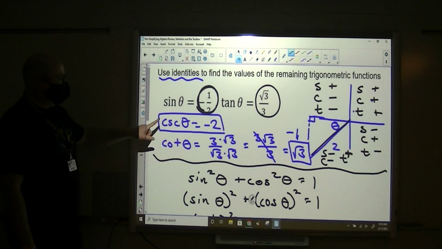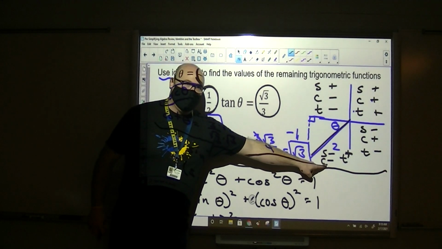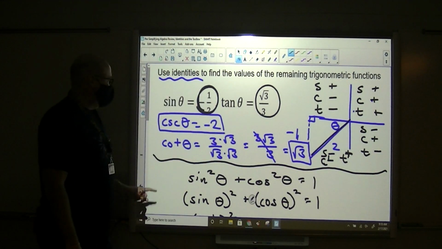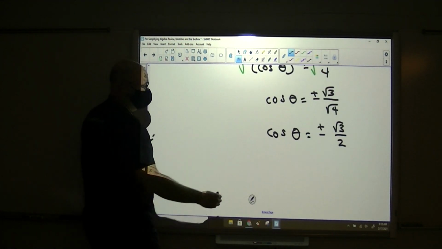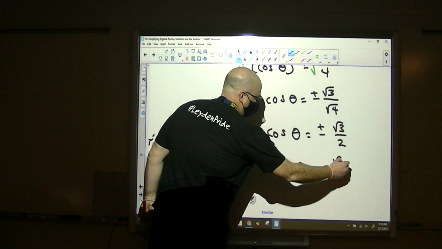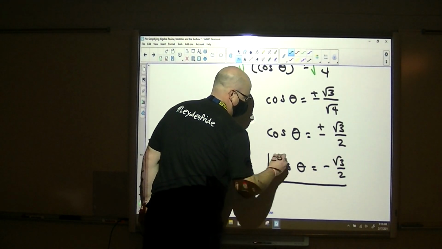We know we're in quadrant 3, so for the cosine value we solved for, we only want the negative value. So the real answer here is negative radical 3 over 2.